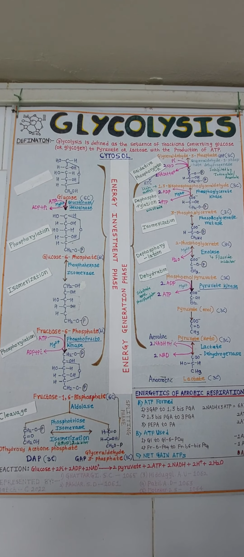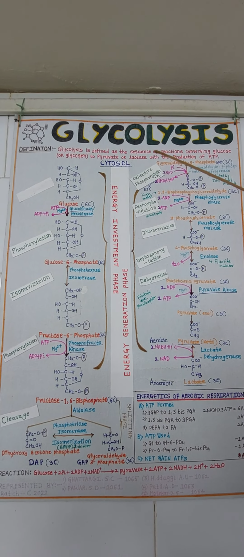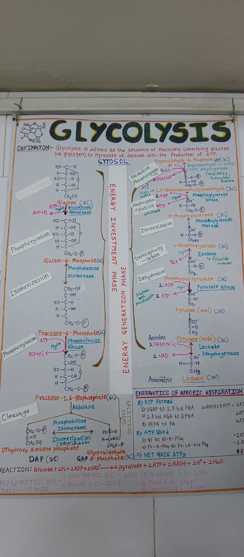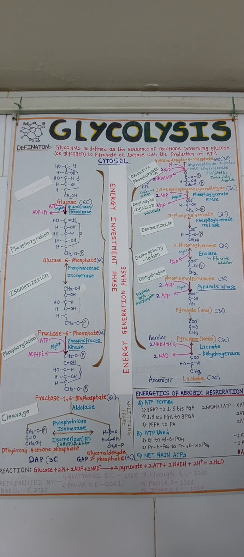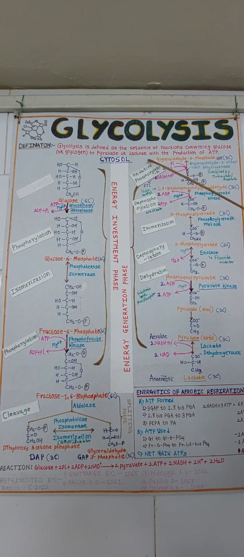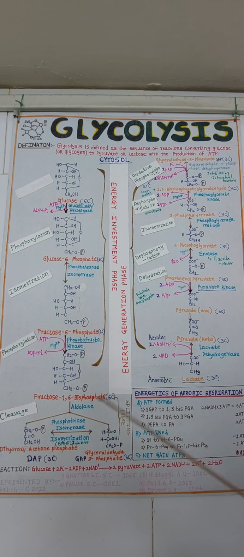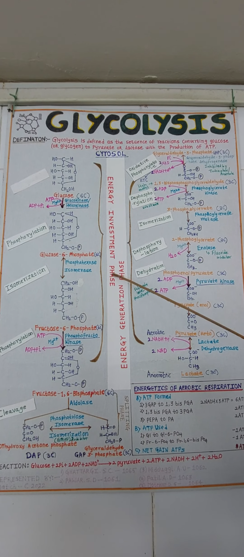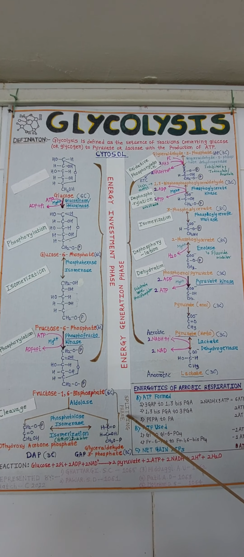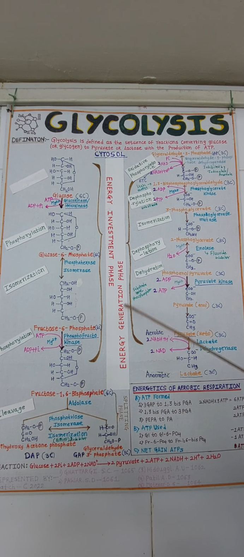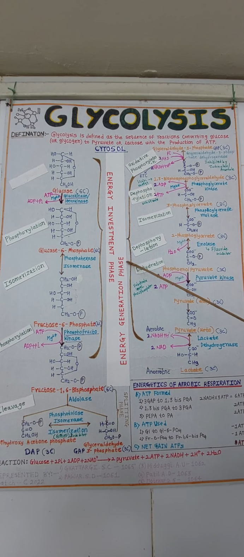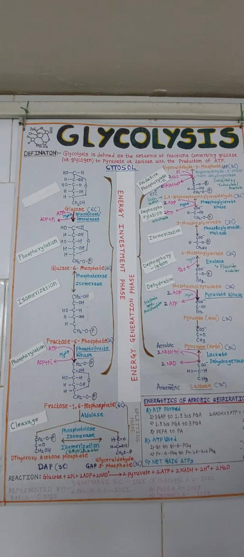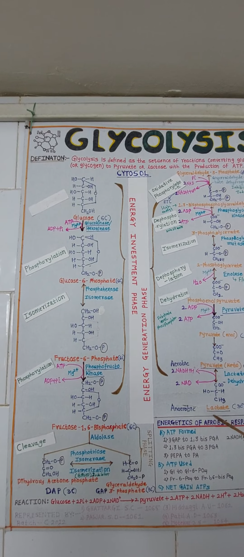You can see here the chart prepared by my student on glycolysis, where the sequence of reactions converts glucose to pyruvate or lactate. In the whole glycolysis there are actually three phases. One is the energy investment phase, one is called the splitting phase, and the energy generation phase. And there are actually 10 steps in glycolysis.